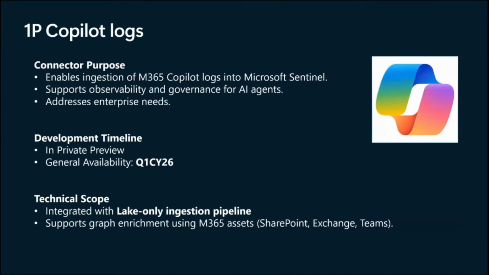We also introduced 1P Copilot logs. This is M365 Copilot logs. It primarily supports the observability and governance of AI agents. A lot of audit data is flowing through this connector. This was primarily introduced due to the renewed AI push at this time. So, for coverage and monitoring of your AI agents, this connector will help you make sure you get the logs which are generated. This is currently in private preview. We intend to make it generally available in the first quarter of calendar year 26.